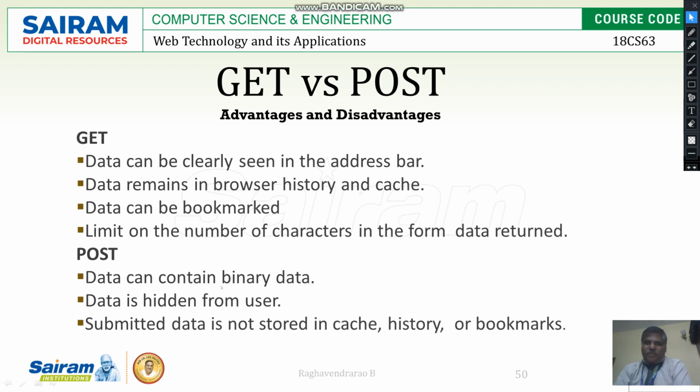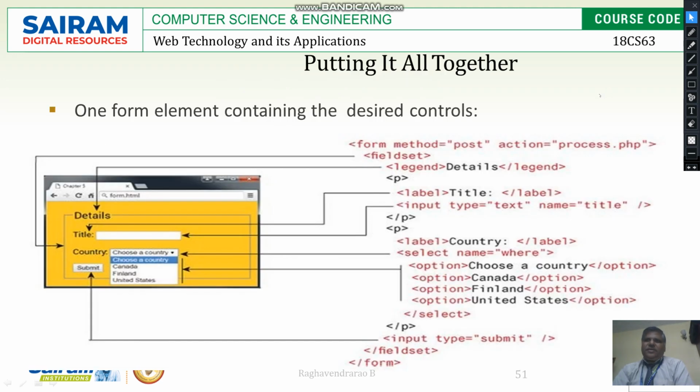In the case of POST, the data is converted to binary and hidden from the user, and submitted data is not stored in the cache, history and bookmarks. So this is a better option for any internet transactions, like banking and e-commerce. So the POST method is widely used compared to the GET method. And all together, we will write this in this particular program.